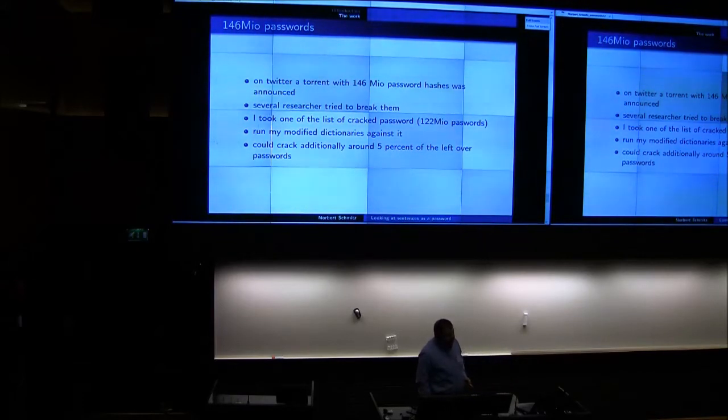So, last but not least, I would like to have a look at the 146 billion passwords which were announced on Twitter at the beginning of the year. Several researchers tried to break them. One of the most successful managed to break around 122 of them, which was very good, actually. Then I took the passwords he found, removed them from this leak, and tried to run my approach on it. And I succeeded in cracking an additional 5% of the leftover passwords, which is not bad in my opinion.